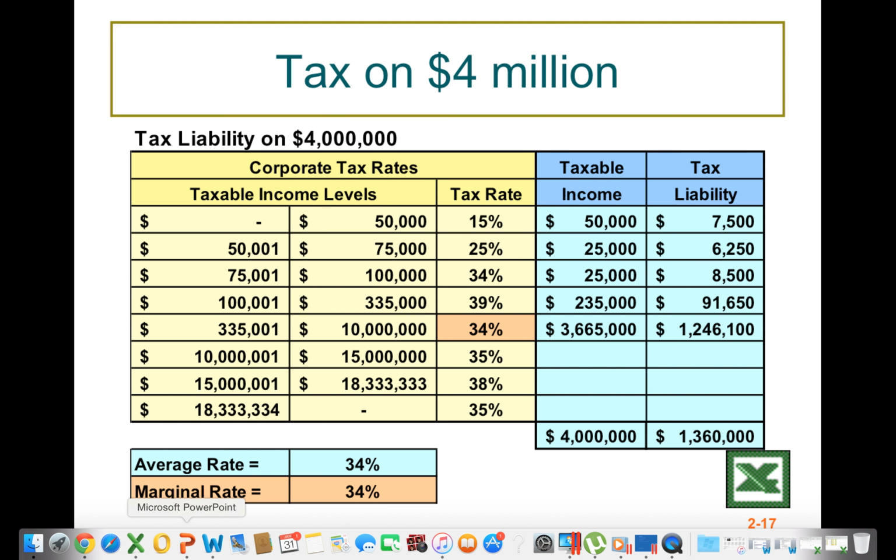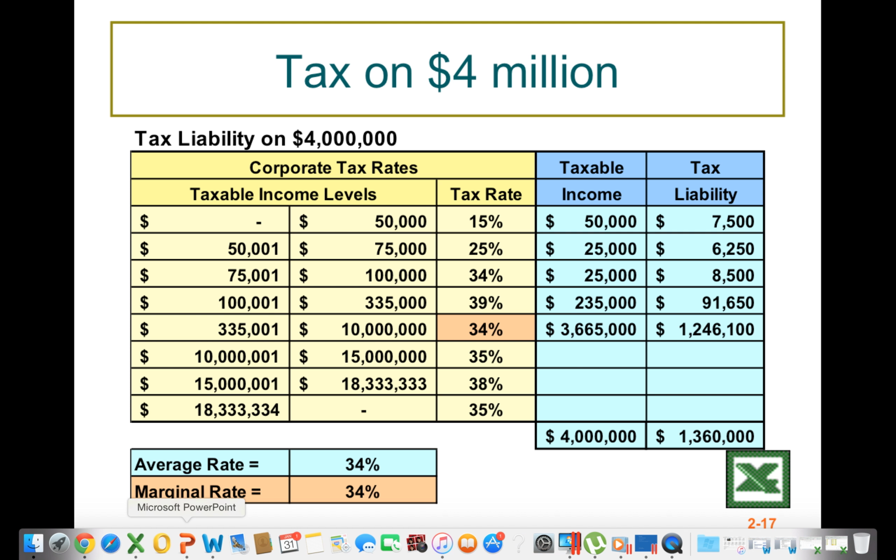The average tax rate, you would take that 1.36 million over the 4 million, and you get a 34% tax rate. And the marginal tax rate is pretty straightforward in the sense that it's going to be 34% because that's the tax rate that 4 million would fall in. It's above that 335,000 bracket and the 10,000,000 bracket.